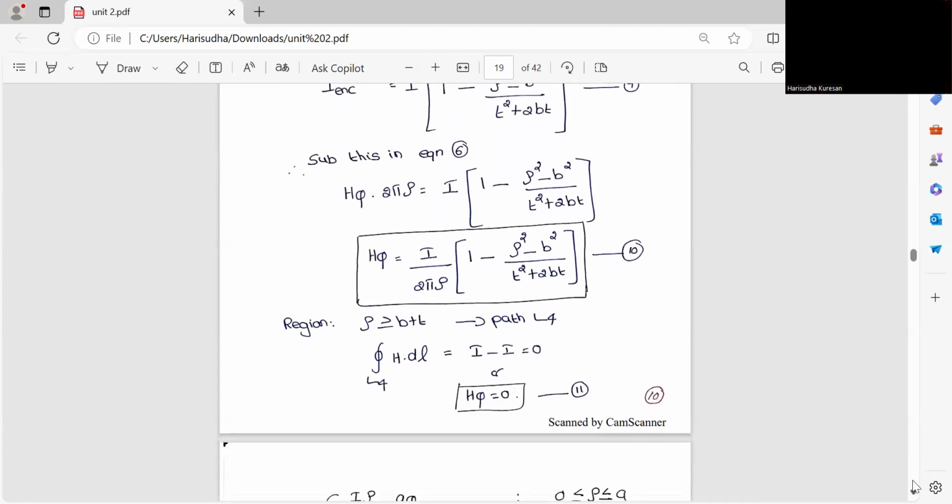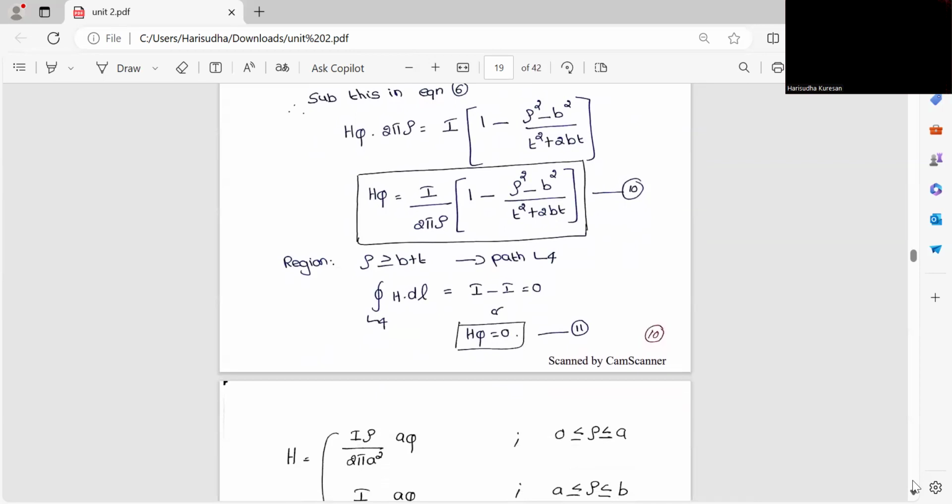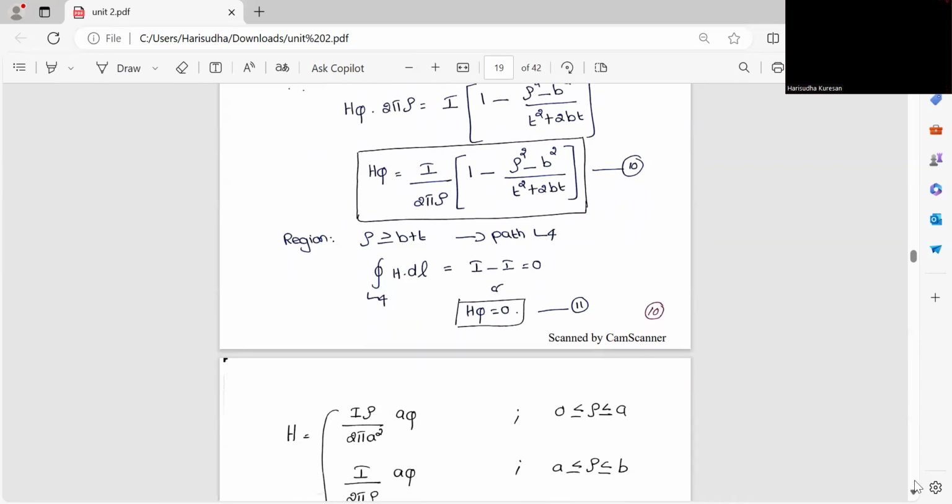And you know that there is one more Amperian path, L4. For the path L4, your rho is much greater than b plus t. Therefore, your currents will get cancelled. That is, the integral over L4 of H dot dl is equal to I minus I, which will be equal to 0. Therefore, your H phi is equal to 0.